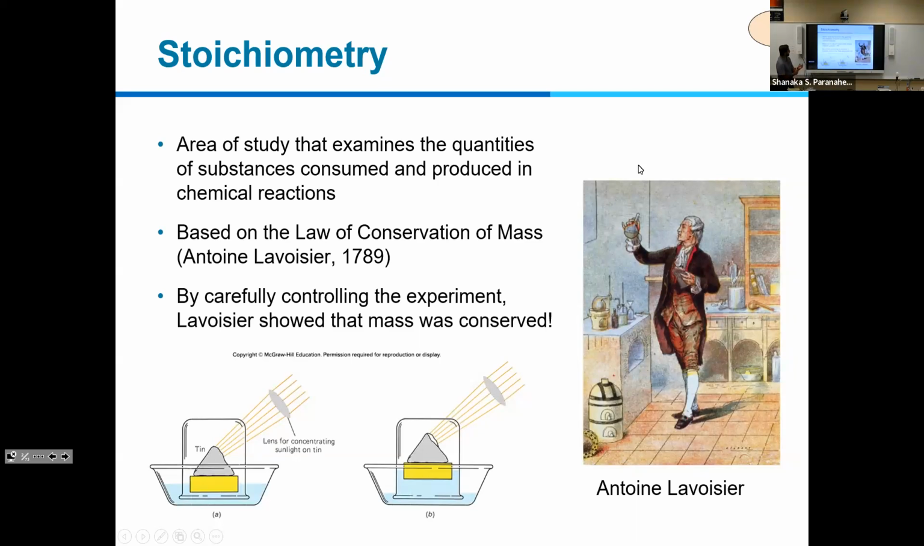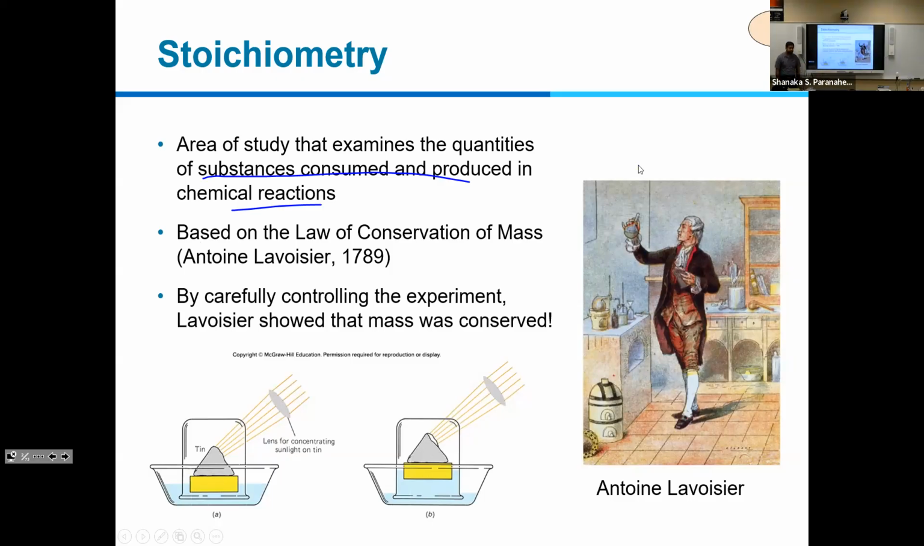Stoichiometry is the area of study that examines the quantity of substances consumed and produced during a chemical reaction. It is based on the law of conservation of mass. I don't know how many of you remember this, but we covered it in chapter 2. It's one of the theories in Dalton's atomic theory.